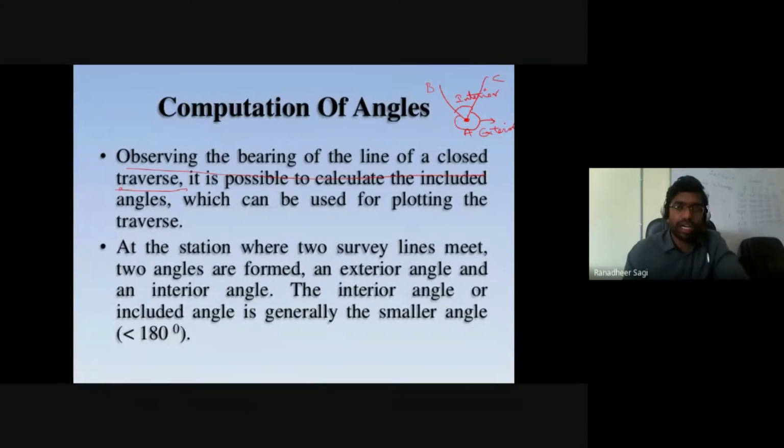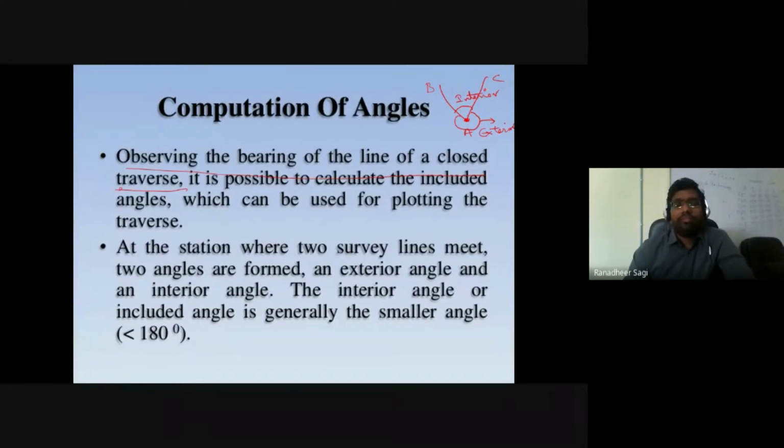According to your requirement, you can calculate whichever you are interested in, because you may not always be asked to calculate only the interior angle at point B, or the included angle at that particular point. Sometimes you would also be asked to calculate the exterior angle. So in such a case you should also be able to know how to calculate the exterior angle.